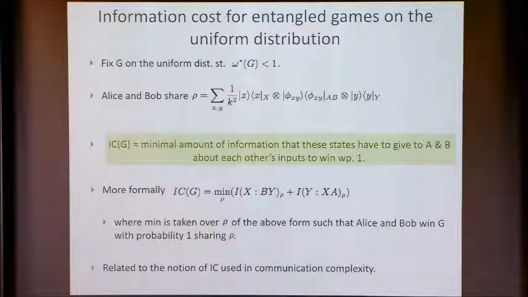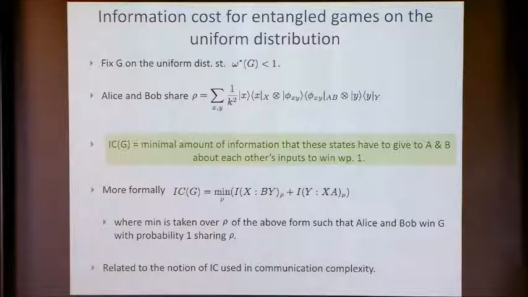And somehow this is some kind of analog to the information cost notion used in communication complexity. For those who know, you have this communication complexity task. Instead of looking at the communication between Alice and Bob, you're just interested in the minimal amount of information that they have to know about each other's input to solve this communication complexity problem. So somehow you can see this as an analog.